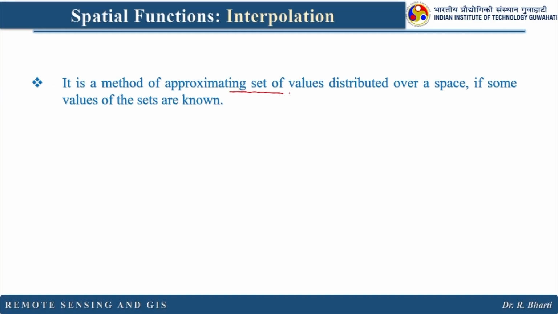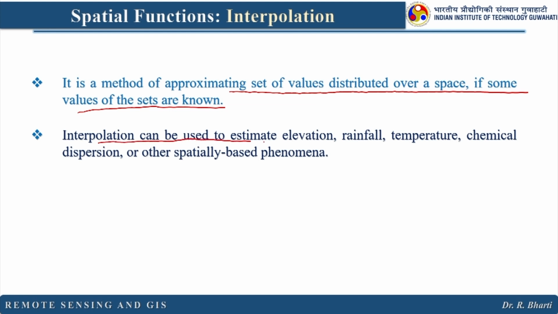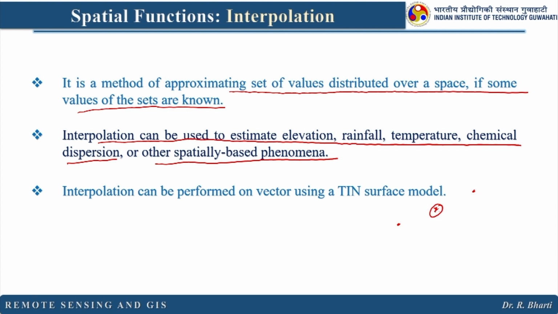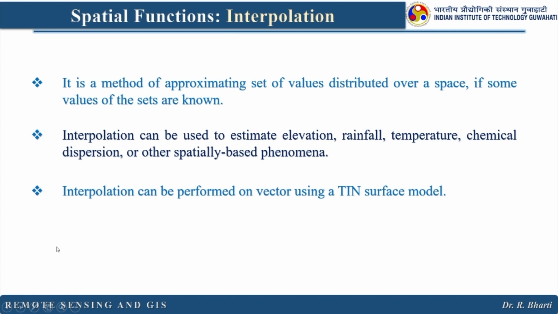Interpolation is a method of approximating a set of values distributed over a space if some values of the set are known. Interpolation can be used to estimate elevation, rainfall, temperature, chemical dispersion or other spatially based phenomena. So basically here you have two values and you want to derive this particular point value, or what will be the value at this particular location. So this is known as interpolation. Interpolation can be performed on vector using a TIN surface model. I hope you remember the TIN, triangulated irregular network.